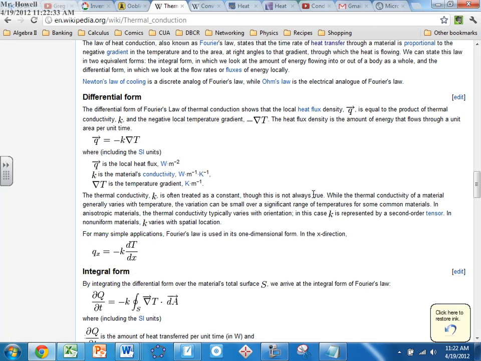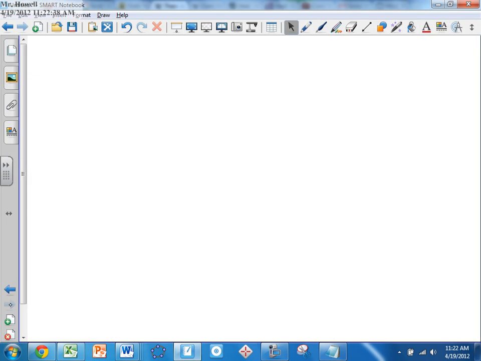Did you just take a picture? It always does that every time you go back to another page.